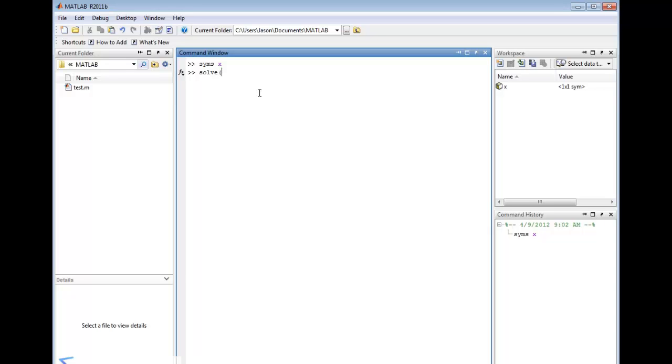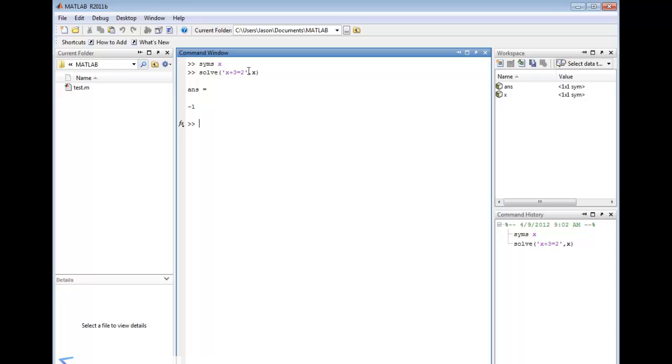So solve, open parentheses. The equation needs to be encapsulated in a single quote like this. So just to kind of get the hang of it, x plus 3 is equal to 2. Something that everyone can do in their head. And now you have to tell MATLAB what variable I want to solve for. So you put comma x. This is the command syntax for the solve command. Now the variable in the equation here has to be symbolic, so you have to have declared x as a symbol first. So we go ahead and do that.